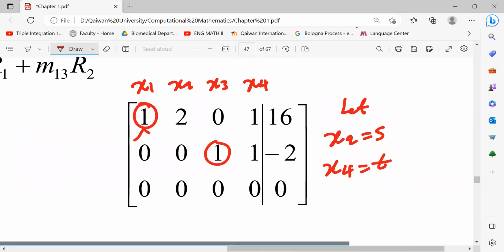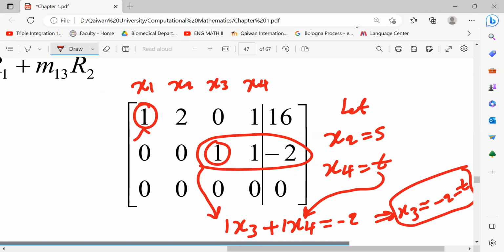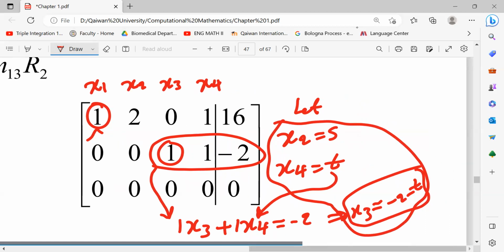If x4 is t, this equation is 1x3 plus 1x4 equals -2. If we replace x4 by t here, x3 is -2 minus t. Forget this. This is x3, and you already have x2 and x4. How to get x1? We just need to find x1, because x2, x3, x4 are known. Can we get x1 from this equation? No. We need to use the first equation to get x1.